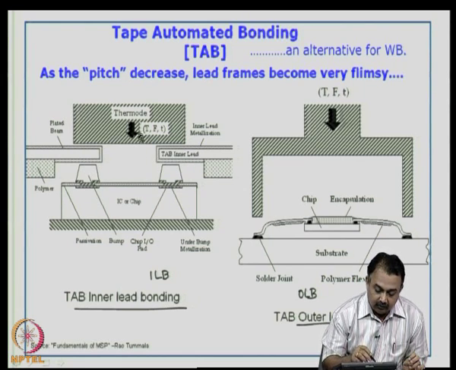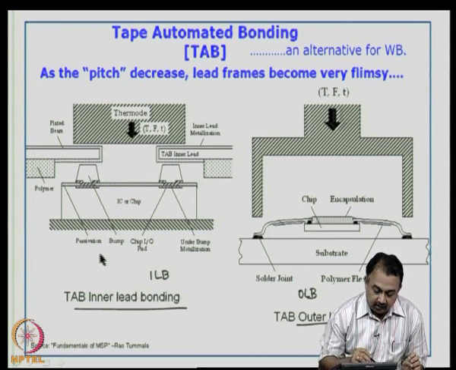Now, from the top, a thermode, a hot plate kind of a material, is introduced slowly, so that the lead frame and the bond pad are touching each other at a particular pressure, temperature and time, depending upon the material that you have used in the lead frame. This creates a thermocompression bonding at this site, and that is how the bond is established here. So, this is the inner lead in the polyimide tape.